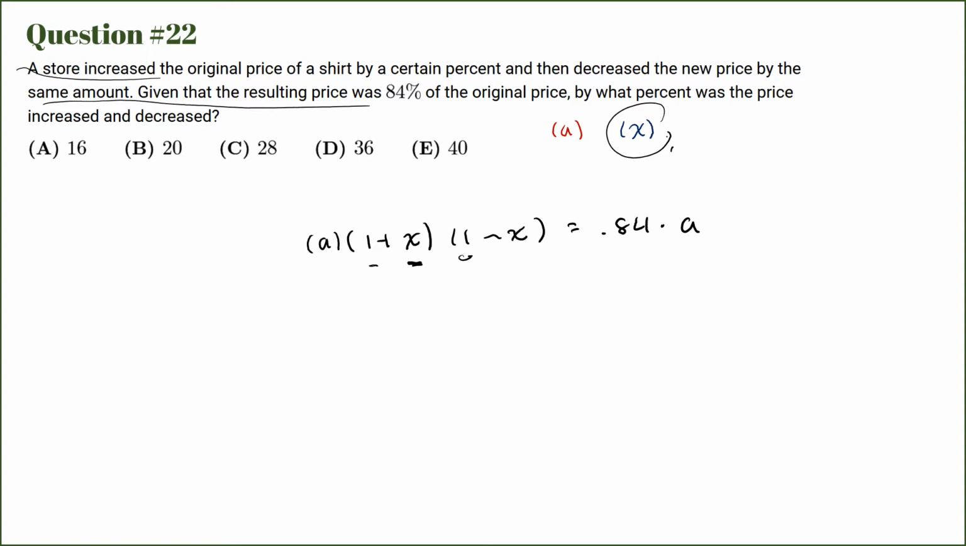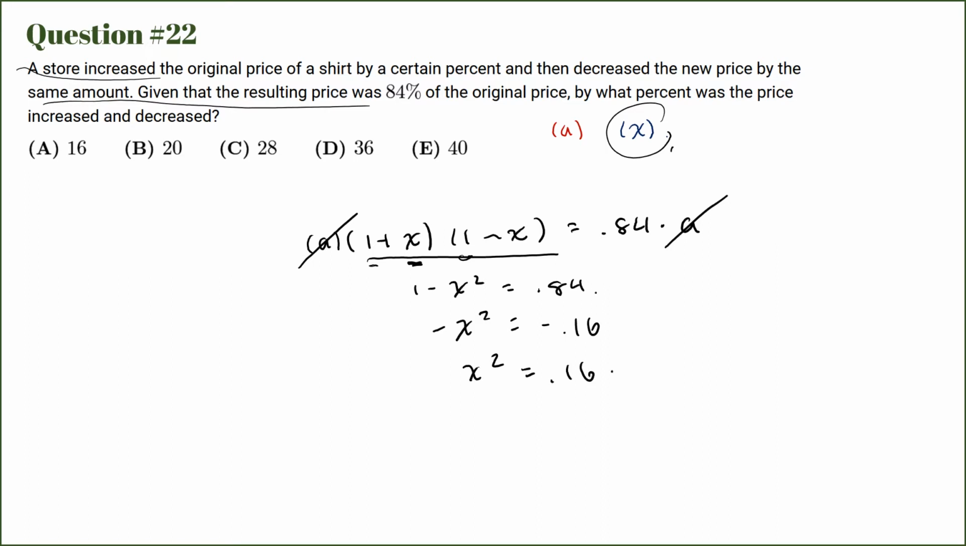So we can solve this equation for X. We can divide both sides by A, and then see that this is a difference of squares. Multiply that out to get 1 minus x squared equals 0.84. Subtract 1 from both sides: negative x squared equals negative 0.16. Then x squared equals 0.16. So x equals 0.4, because x cannot be a negative number. 0.4 is equal to 40%, so the answer would be E.